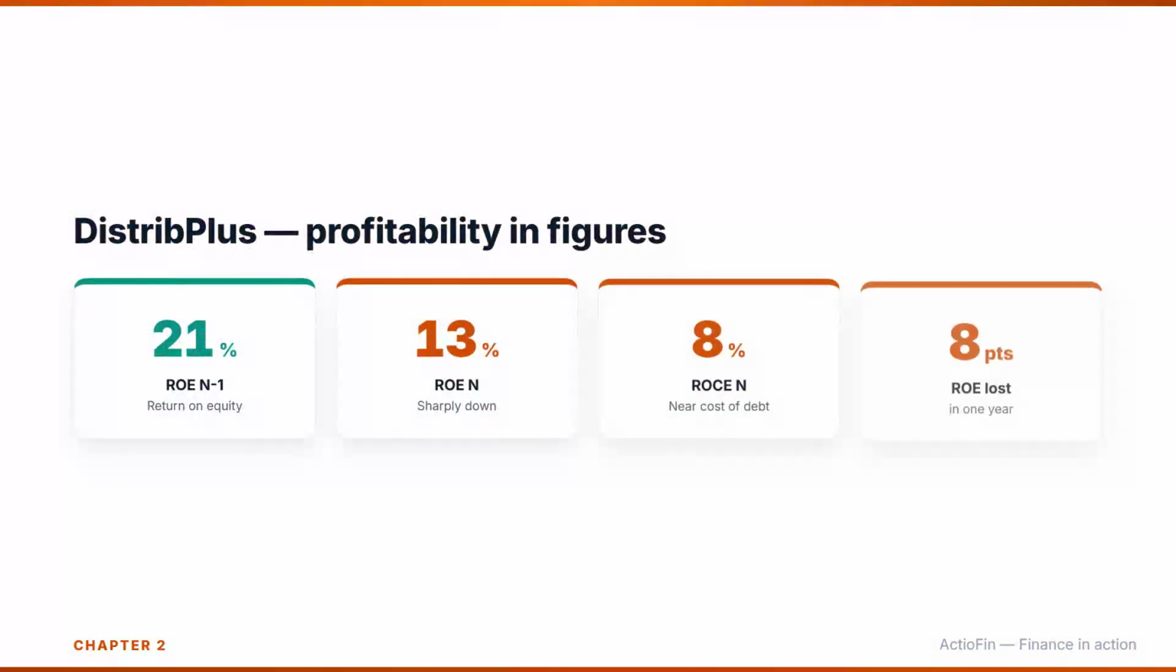The profitability of DistribPlus in figures. ROE falls from 21 to 13%, 8 points lost in 1 year. ROCE is now only 8%, dangerously near the cost of debt. The warning is serious.